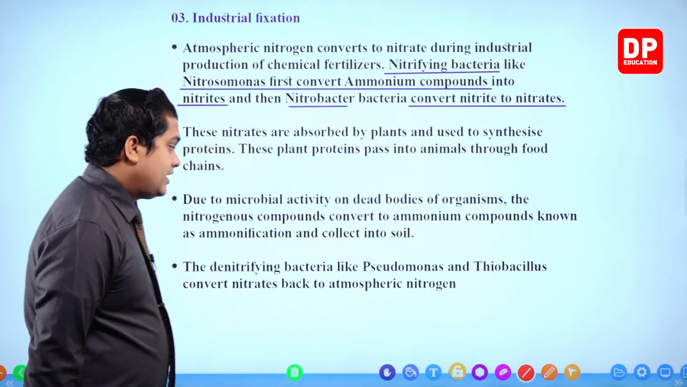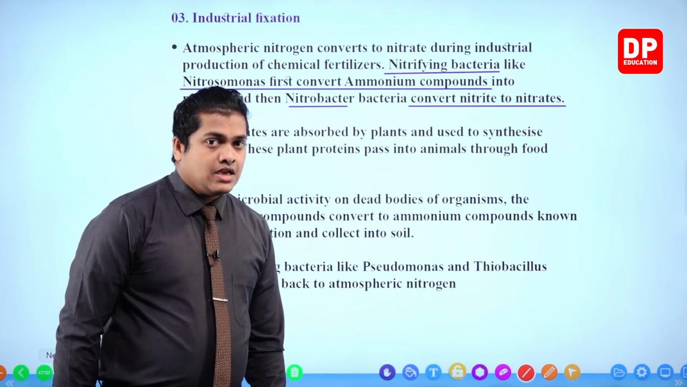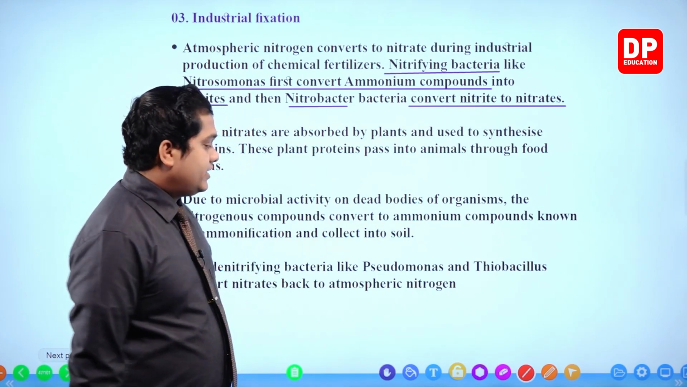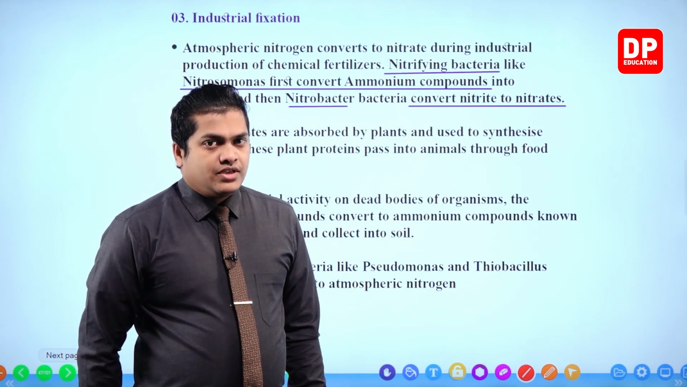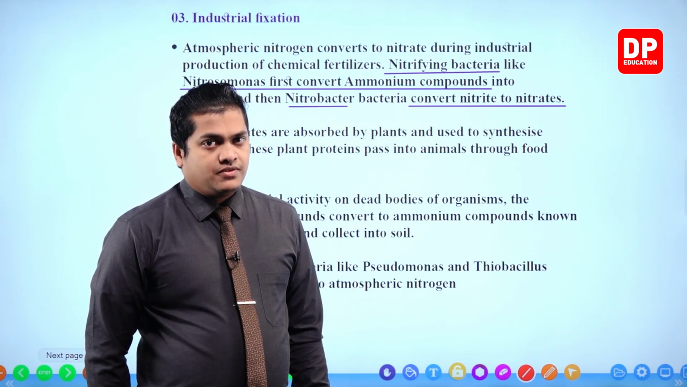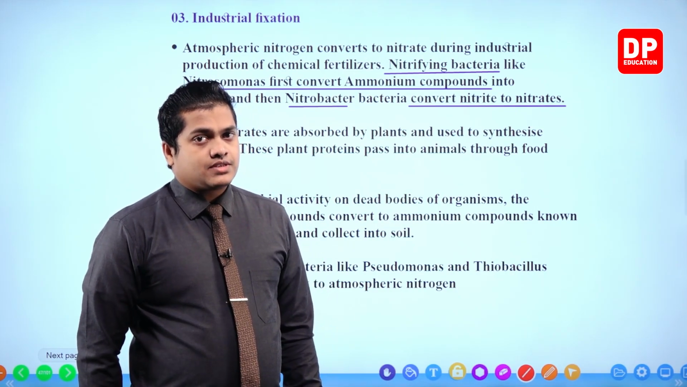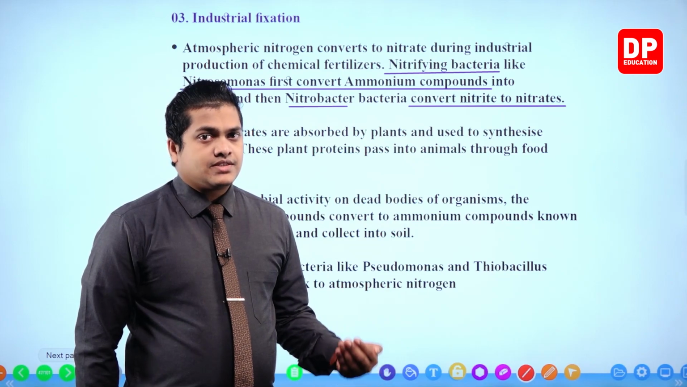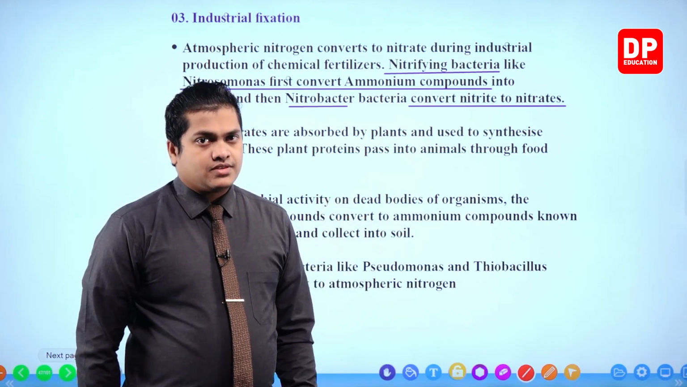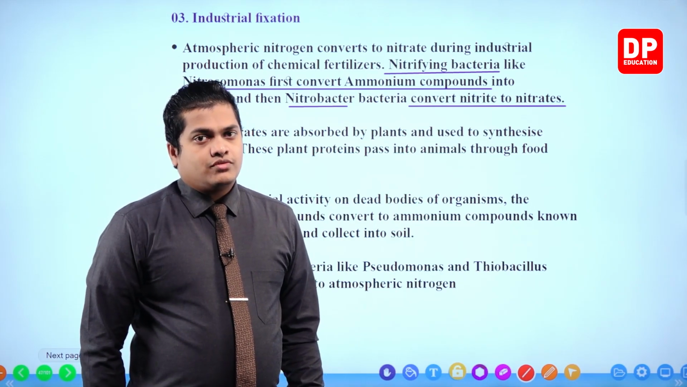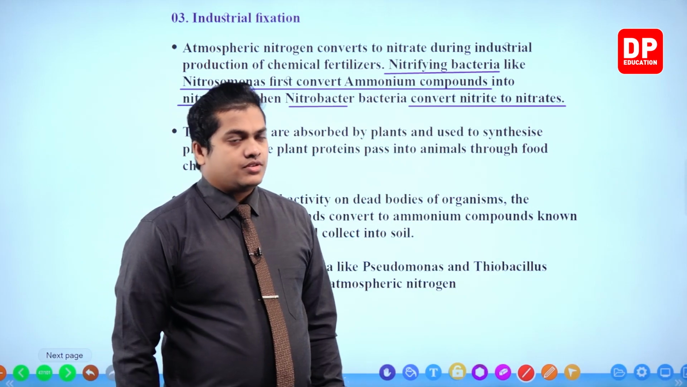Then finally, what will happen? Denitrifying bacteria like Pseudomonas and Thiobacillus convert these nitrates into atmospheric nitrogen once more and release it to the atmosphere again. So, this is the nitrogen cycle, which circulates according to three main methods: biological fixation, atmospheric fixation and industrial fixation.